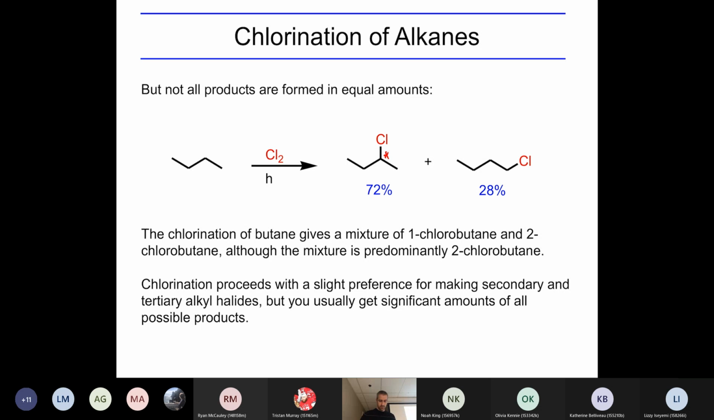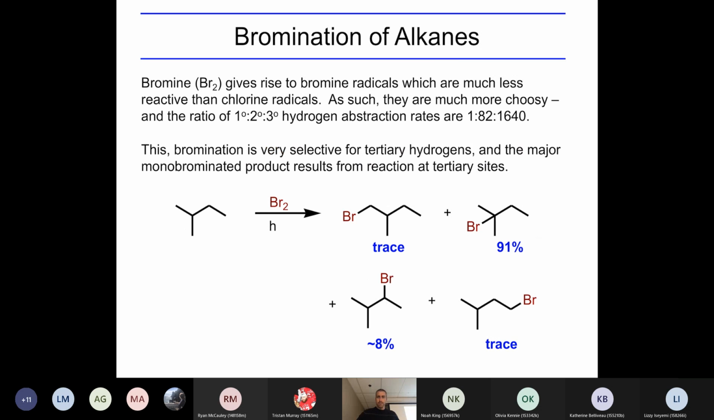Great. We are out of time, so I'll wait until next class to talk about bromination, which is the same but different. Basically the same mechanism, same reaction, same products, with a small difference, which makes it a slightly more useful reaction for us.